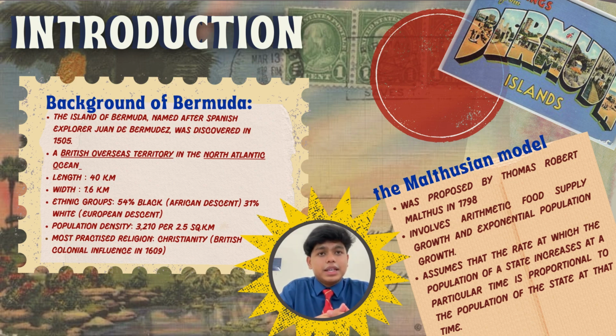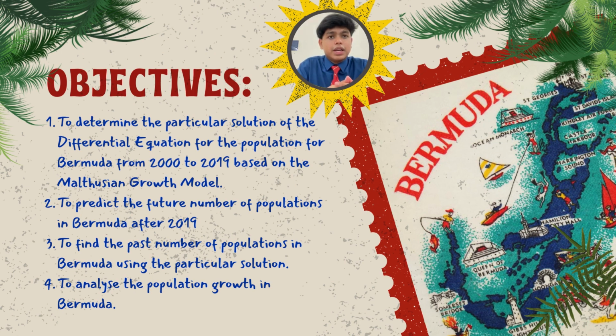Now, let's bring in the Malthusian growth model proposed by Thomas Malthus in 1798. It assumes population grows exponentially while food supply grows arithmetically. Using this model, our goal is to solve Bermuda's population equation from 2000 to 2019, predict future population after 2019, estimate past numbers, and analyze how this island nation is truly growing.